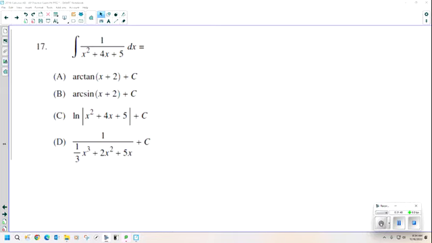I really dislike question 17. It really just tests you on manipulating a quadratic equation. You know, and I get it. There's an integral too that you're going to have to evaluate. But if you can't manipulate the quadratic, you can't do the problem, which drives me nuts.